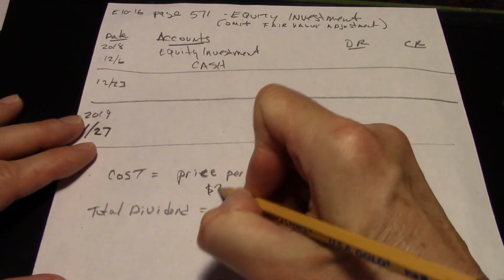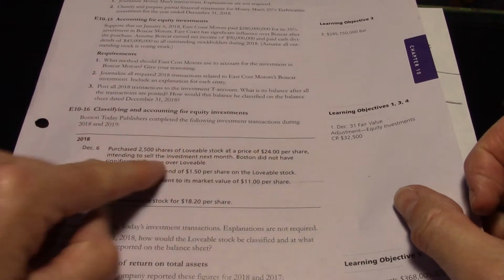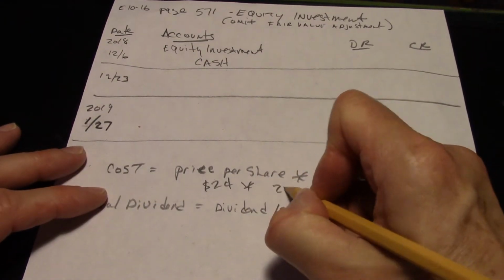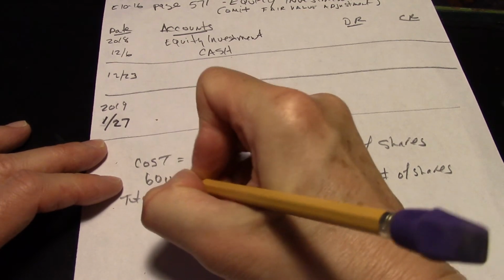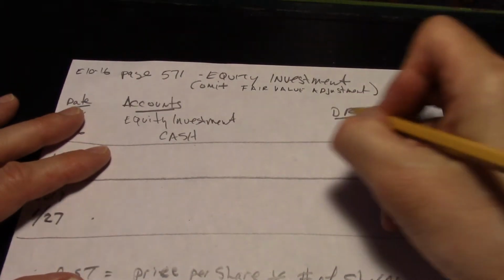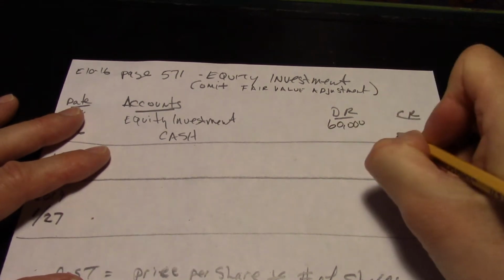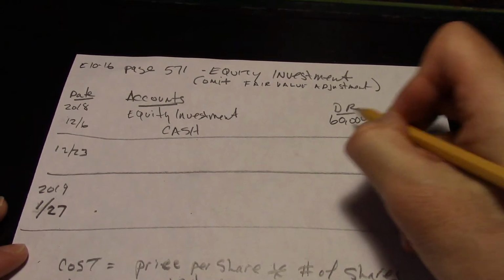So $24 times 2,500 equals a cost of $60,000. All right, so that's our equity investment, $60,000.